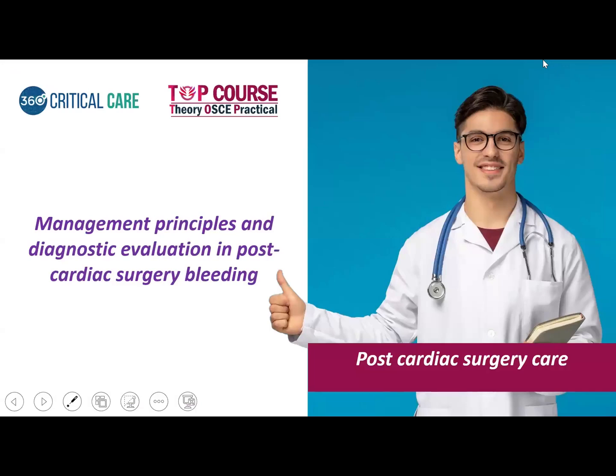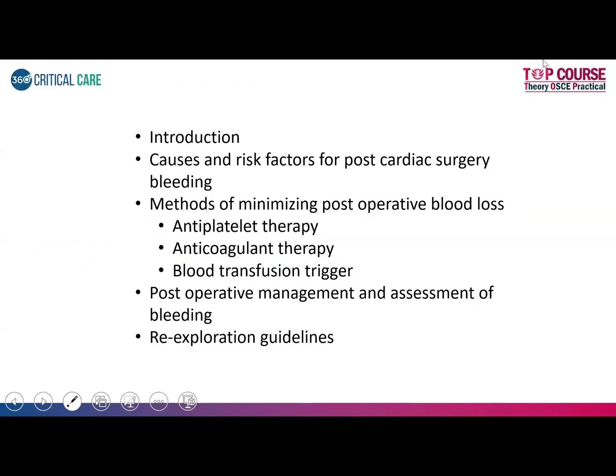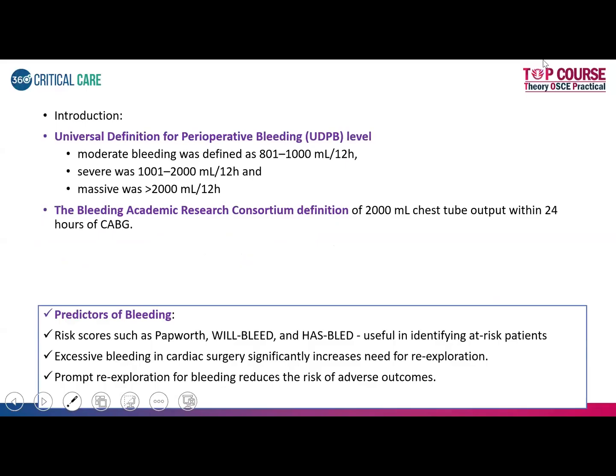So, management principles. Our next topic is management principle and diagnostic evaluation in a post cardiac surgery bleeding patient. This will be the flow of my talk. And what is the definition of post cardiotomy bleeding? Basically, moderate bleeding was defined as between 800 to 1000 per 12 hours.